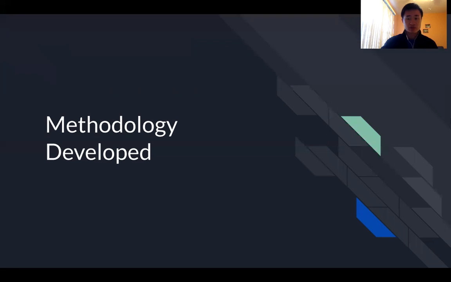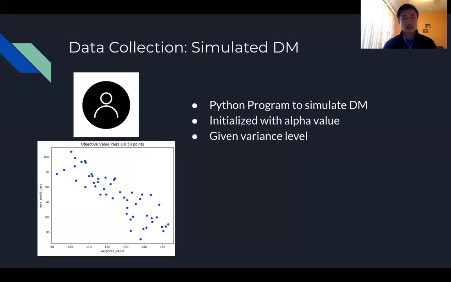So now I'm going to go over the specifics of the methodology that I developed. To collect data, I created a simulated decision maker using Python. Each decision maker was initialized with an alpha value that captures how much they prefer one objective function over another. They are also given a variance level to reflect the way that real human decision makers fluctuate on their preferences from one time point to another. And this is really to make the whole experiment more realistic. The virtual decision maker was tested on a financial data set that was generated using a binomial pricing model.